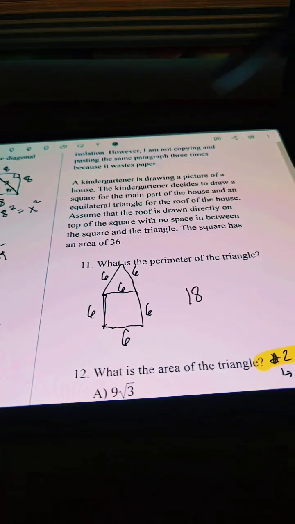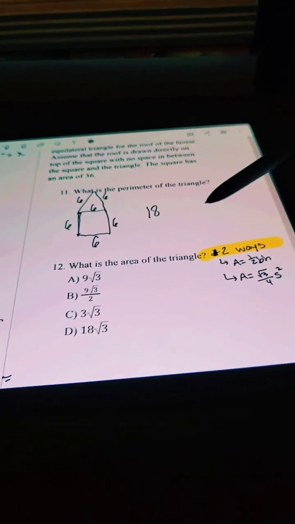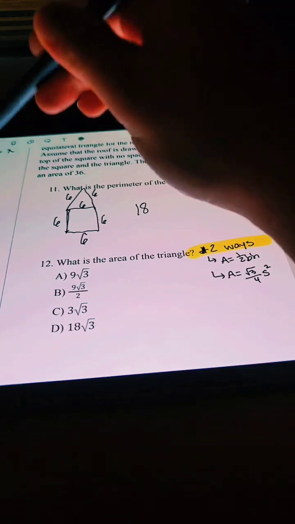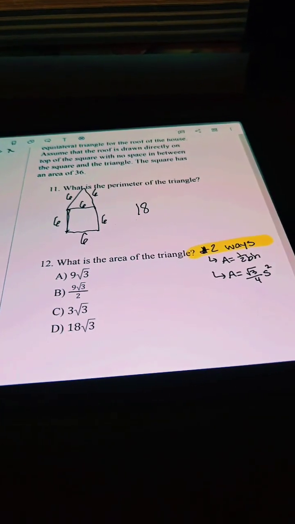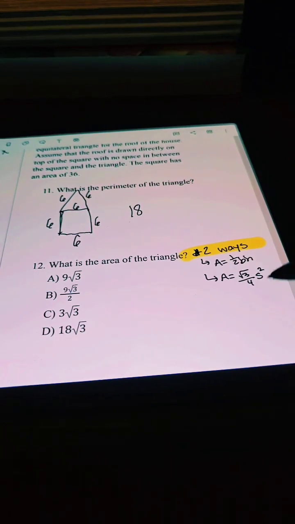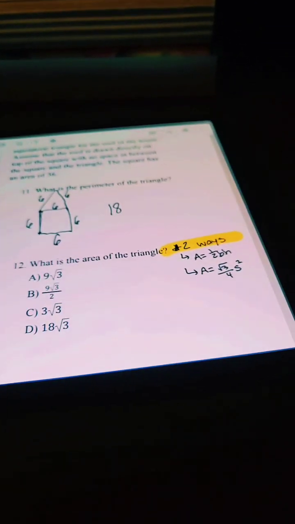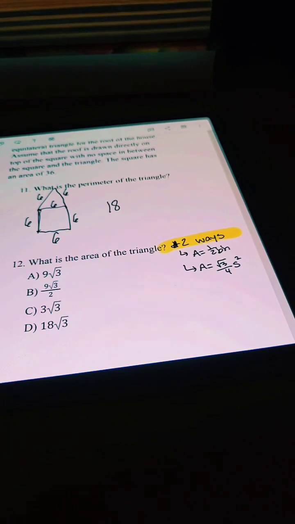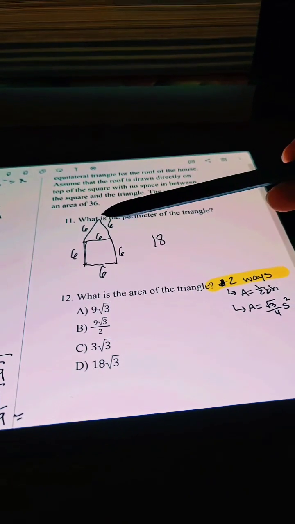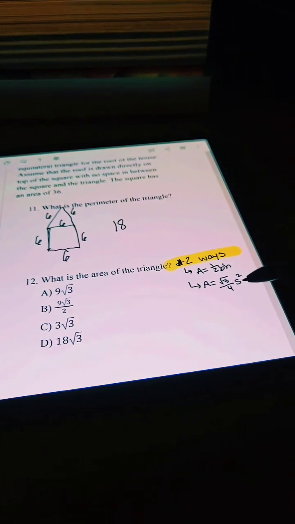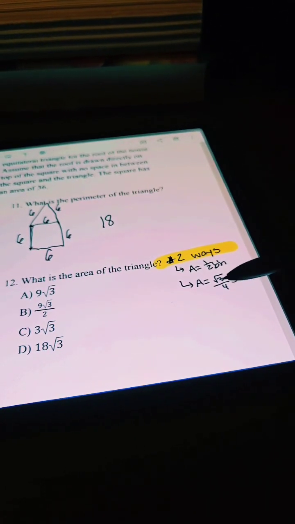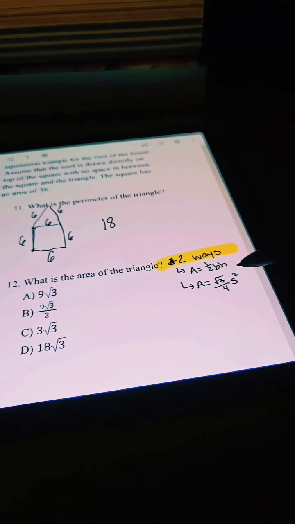Now, I wrote a note for when I do this. What is the area of the triangle? Two ways. I wanted to point out that there are two different ways you could do this. The most efficient way is the second formula here, which is not the area for any triangle. It is the formula for the area of an equilateral triangle. Since we know this is an equilateral triangle, we have two formulas we could use. The area of an equilateral triangle is equal to root 3 over 4 times the side length squared.